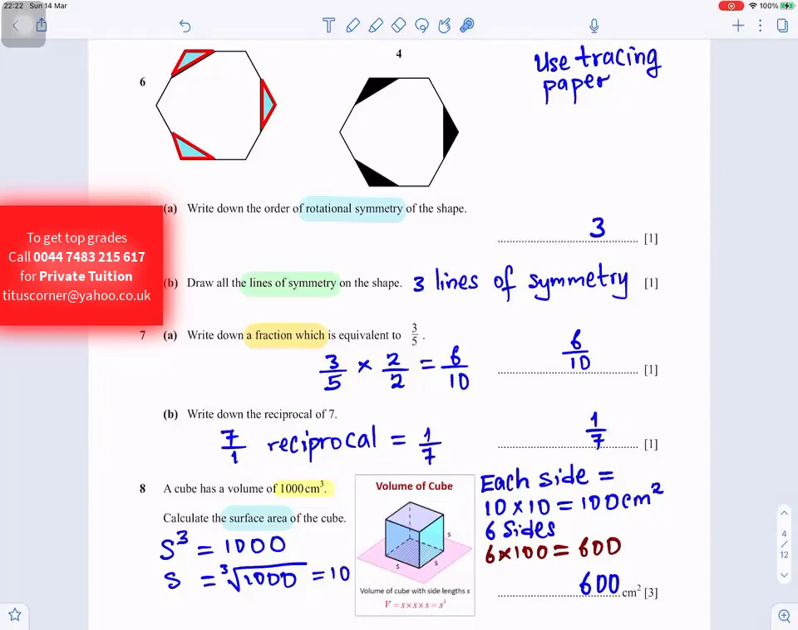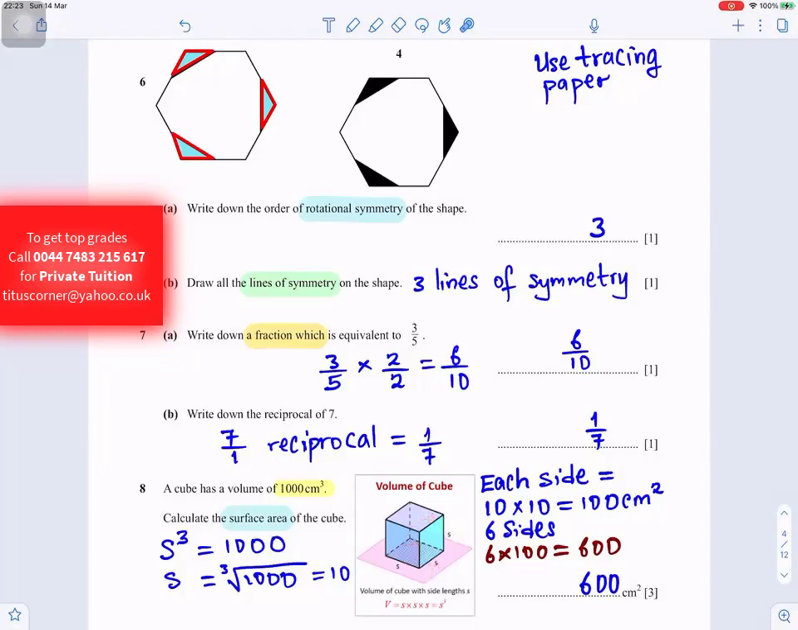Question number 8. A cube has a volume of 1000 centimeters cube. Calculate the surface area of the cube. So we know the volume. Volume is length times width times height. For a cube, it's all the same. So we can say volume is S times S times S, which is S cube. And that is equals to 1000. So what number do you multiply 3 times to get 1000? That means find the cube root of 1000. And that number is 10. So we know each side is 10.